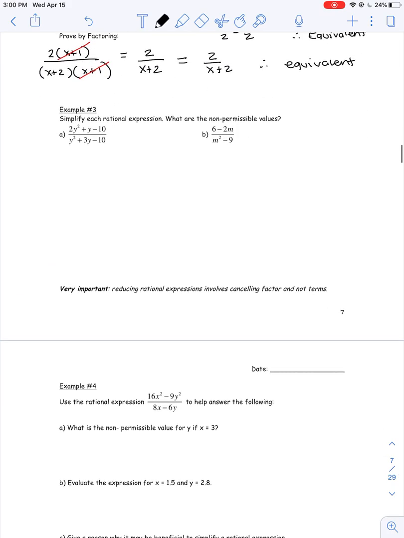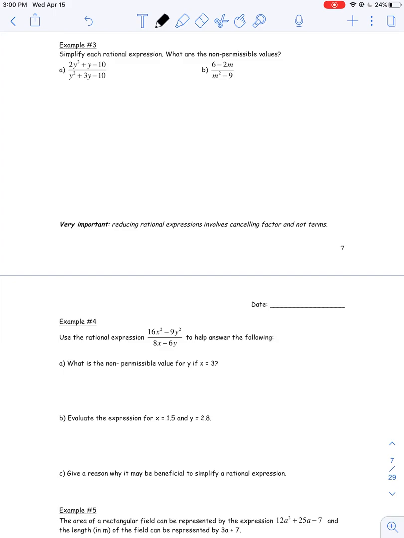Example number 3, we're going to factor the top, factor the bottom, and then cross off factors that are the same. And we also want to find the non-permissible value. So I'll show you when's the best time to do that. For the top, you're going to have to factor it properly. So we're going to have to multiply the first and last terms together. That will be two numbers that multiply to negative 20, and they have to add up to the middle, which is positive 1. So I know that my answers are positive 5 and negative 4.